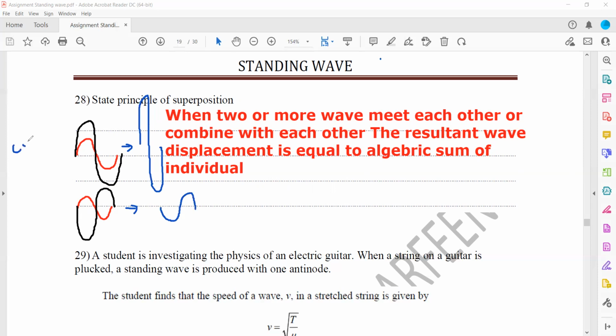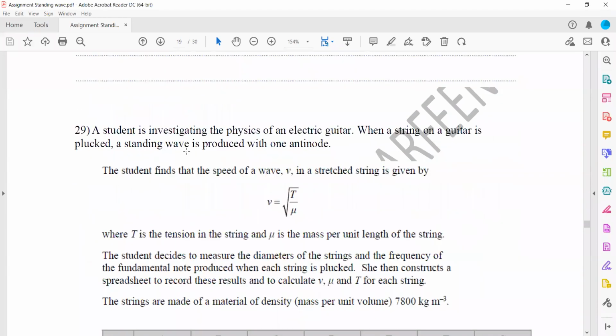So this one results in the formation of constructive interference. This one is destructive. So when two waves combine with each other, the displacement of the resultant wave is equal to the algebraic sum of the individual waves. Is it clear, the superposition principle? Yes, sir, clear. Okay. Then next question.